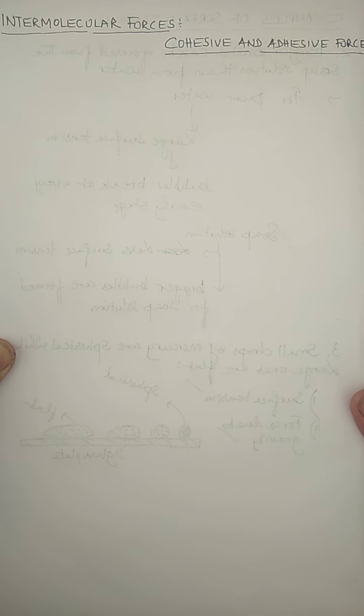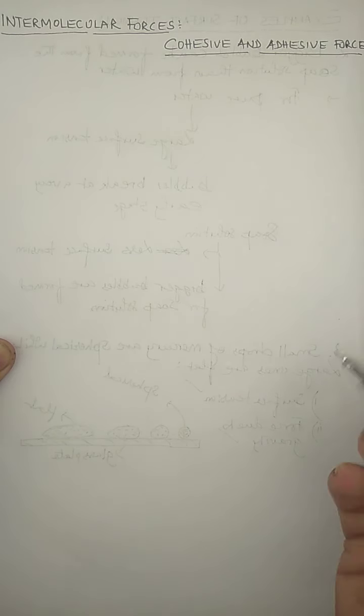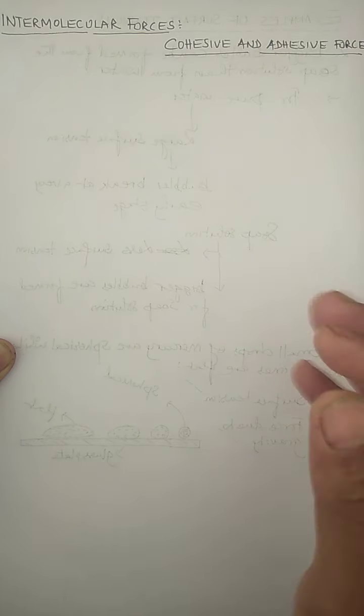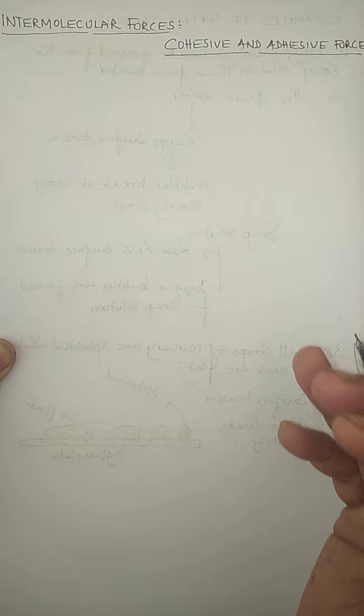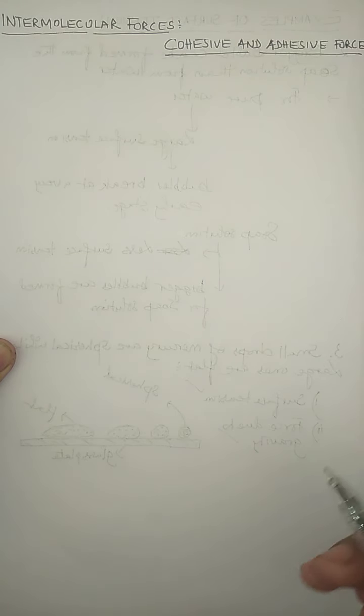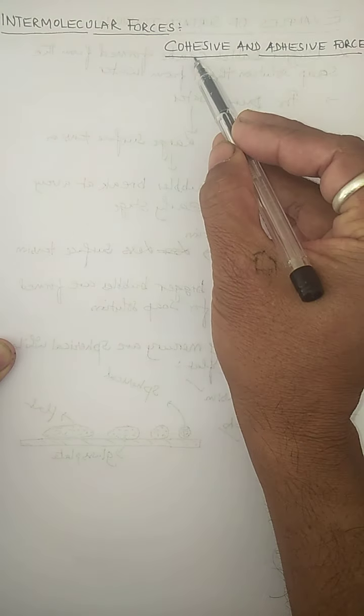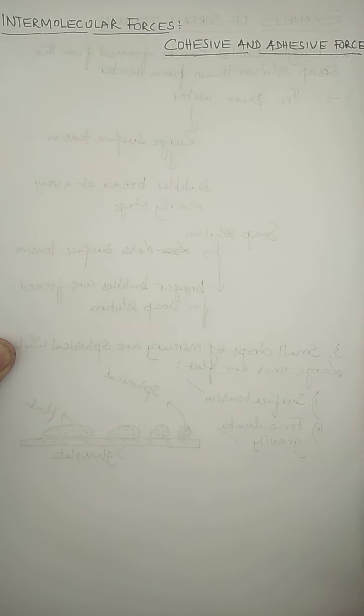Now these particles always exert force on each other. But what type of force do they exert? The force of attraction to others. Every molecule attracts other molecules by a certain force, and this force is also called intermolecular force. But this intermolecular force of attraction between the molecules can be classified into two types. One is called cohesive force, another is called adhesive force.